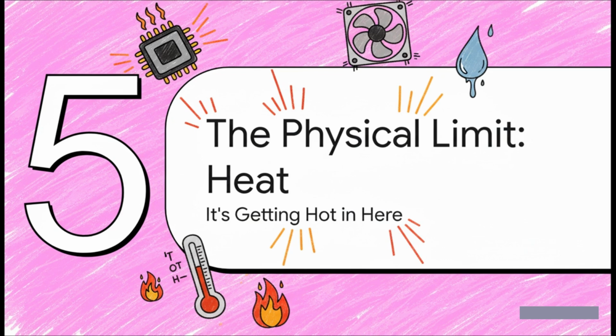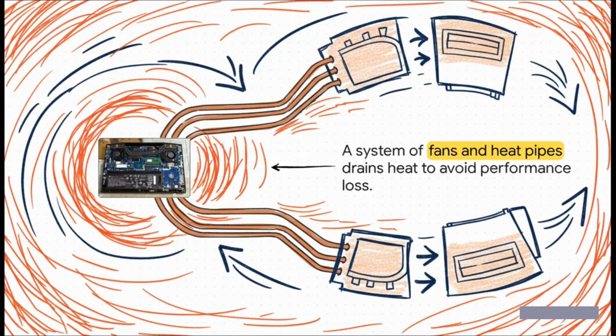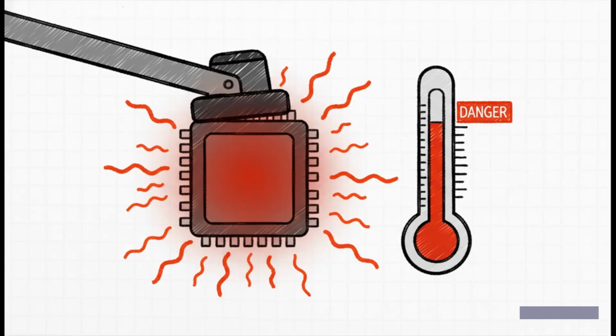So, we've covered the digital stuff, data traffic jams and memory scrambles, but our next clue is all physical. Sometimes your computer slows down simply because it's running a fever. If you were to crack open a modern computer, you'd see a complex web of copper pipes and fans, just like this. And its one and only job is to get heat away from the processor as fast as possible. Because believe me, high-performance chips get incredibly hot.